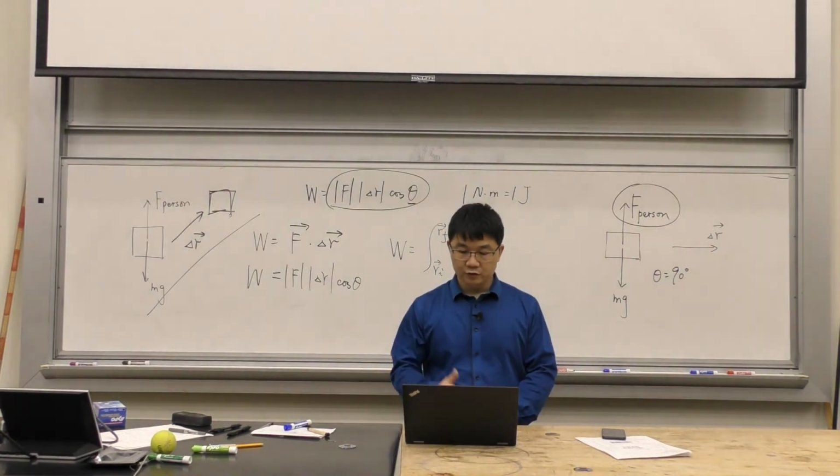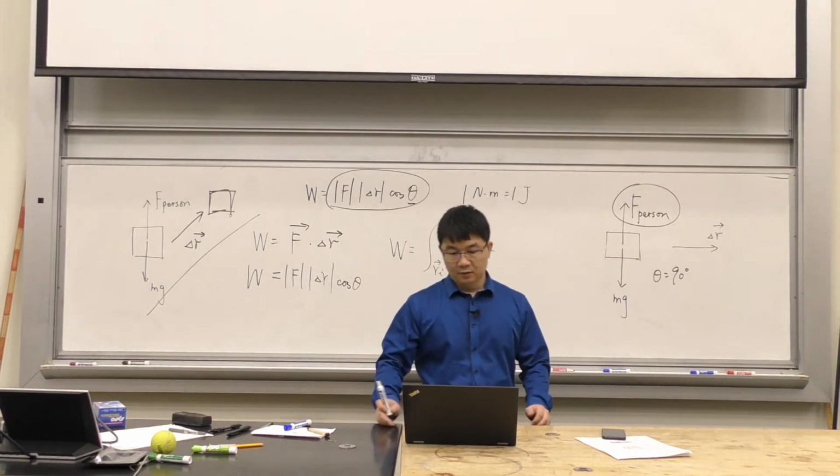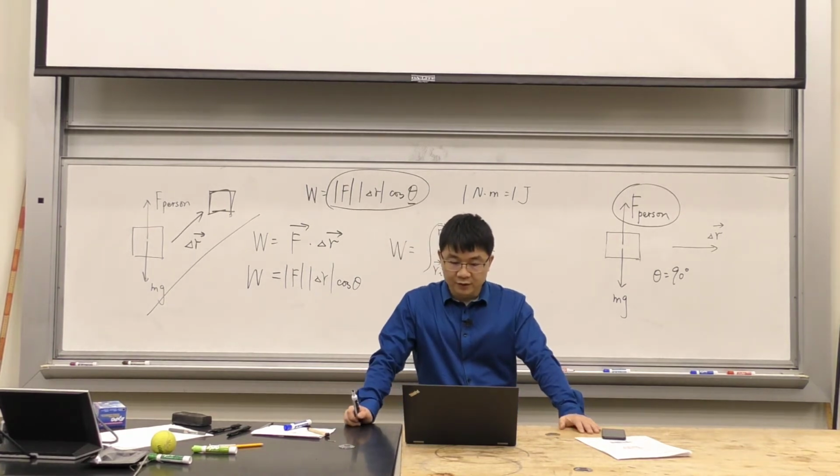Now I want you to use this definition to calculate work in a real process with some numbers. So take a look at the question on slide 7. Suppose a force of 10 newtons is applied on a 2 kilogram box at rest on a frictionless surface. Find the work the force does on the box in 3 seconds.